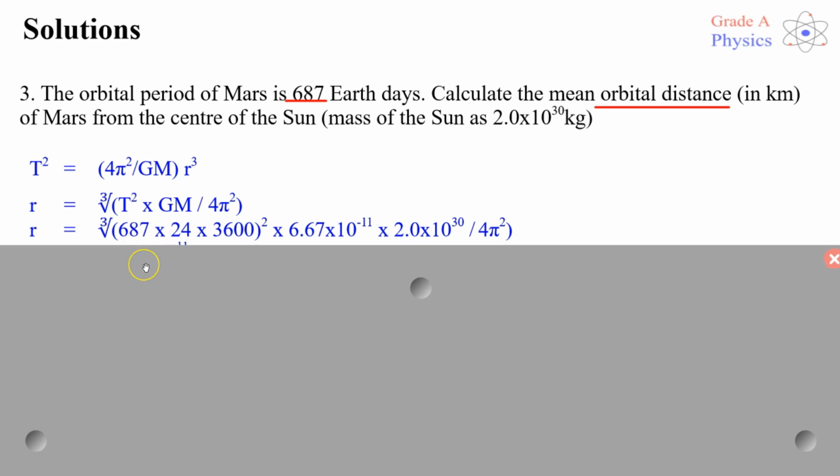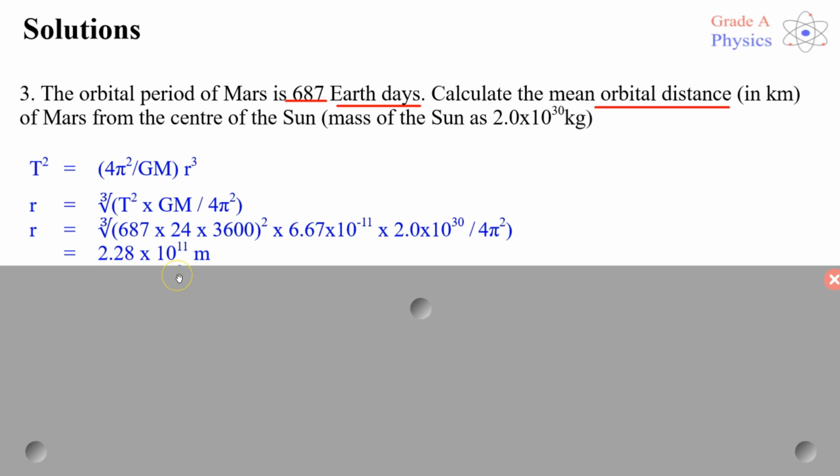So once again, once we've got to this stage, there's nothing particularly difficult about this apart from the fact it's very easy to make a mistake. Also, we've got Earth days, so we need to convert that into SI units of seconds. So we have 687 times 24 times 60 squared. So that's a calculation we need to do. G and M were given, and then it's the cube root. Hopefully you're confident with doing that on your calculator.